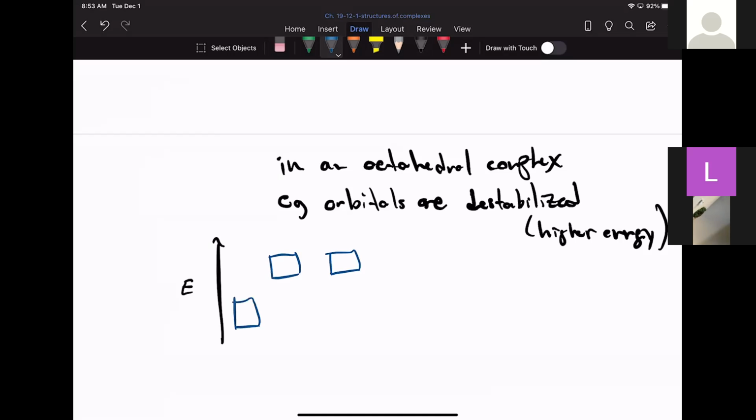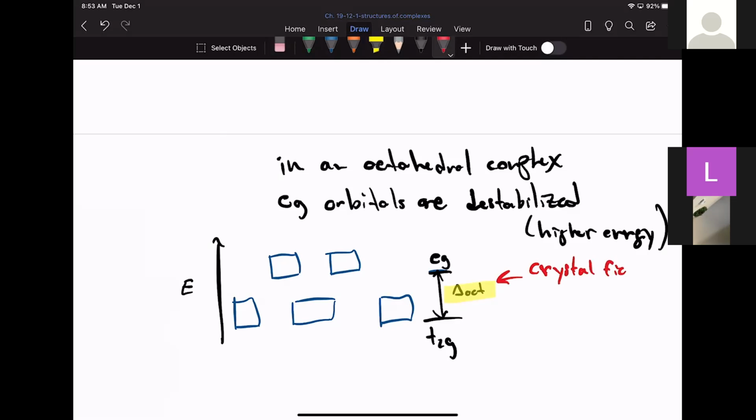And our t2g orbitals would then be lower in energy, right? And our t2g orbitals are going to be degenerate. They're in the same energy level. So here, let me put it in black here. This would be our eg, and this would be our t2g. And the difference here, the change, so we're going to use this symbol here, right?